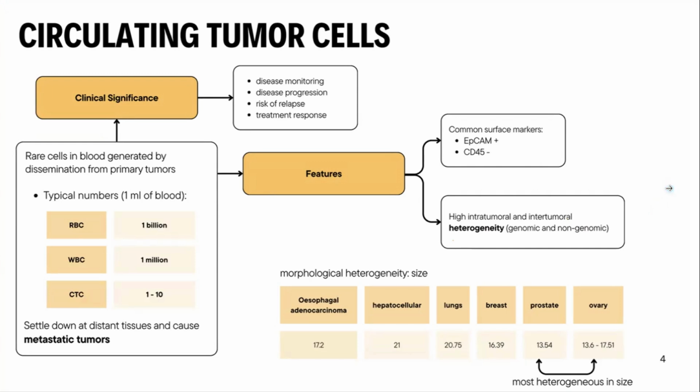So some features of CTCs are that they're rare, and also because they're cancer cells, they have high tumor heterogeneity, and it can be seen in the genomics and also the morphology. Next.